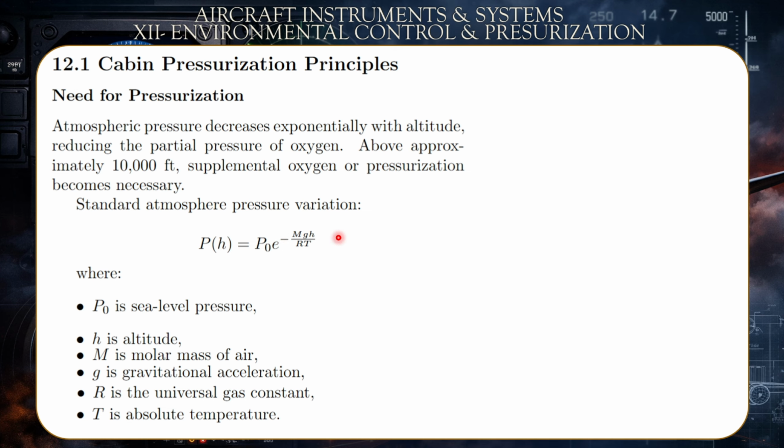Standard atmosphere pressure variation: P_h equals P_0, which is the sea level pressure. P_h, the pressure at an altitude h, is equal to P_0 multiplied by the exponential of minus M, the molar mass of air, multiplied by g, gravitational acceleration, times h, the altitude, divided by RT, R being the universal gas constant, and T the absolute temperature. So this is how fast the pressure decays with altitude, which is why it is necessary to provide pressurization, having enough oxygen in a contained environment.